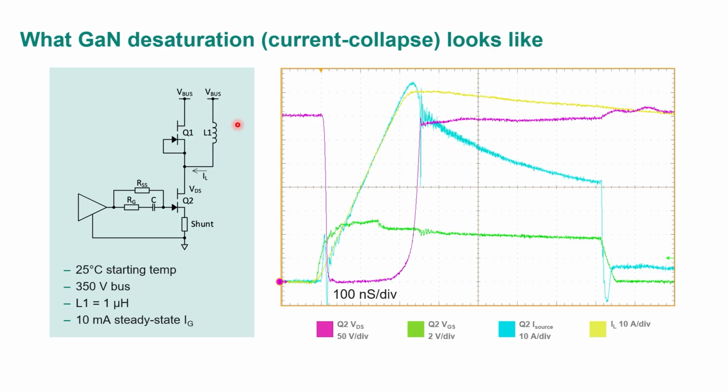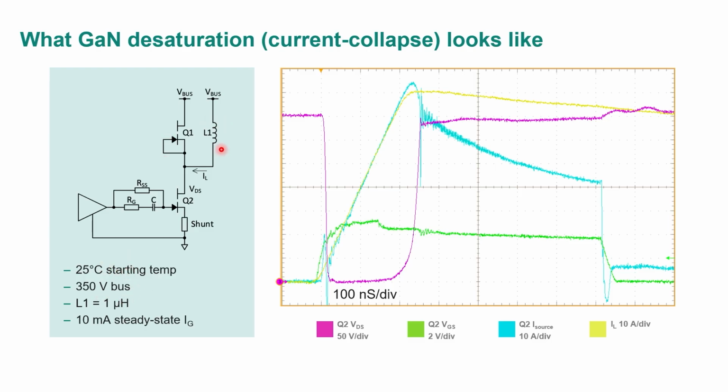So I'm showing here a classic double pulse test circuit. Q2 is the device under test, so this is the switch we're turning on, and I'm measuring current in the transistor, not in the inductor. This is actual transistor current. Actually, I have both here on this chart. And the high side is simply a freewheeling diode, so I'm allowing recirculating current to go here, but I never turn this device on. So we start at 25 C, bus is at 350 volts.